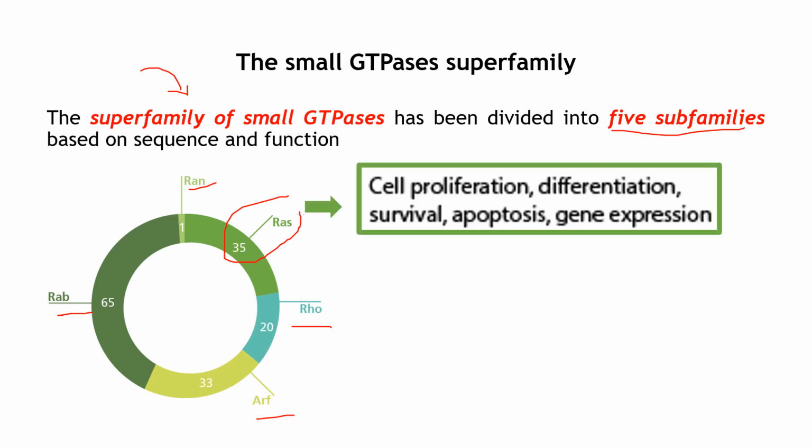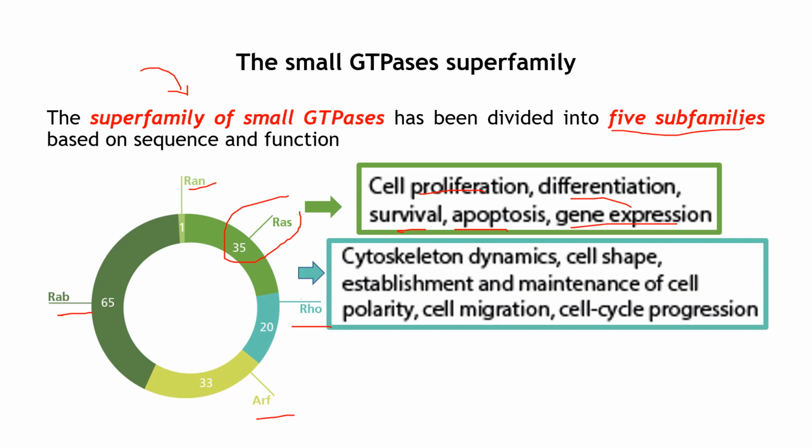So RAS, if you remember, was in charge of cell proliferation, cell differentiation, survival, and in some tissues even apoptosis and changes in gene expression. However, this is not the only one that is important for cancer. There are other small GTPases that are important. So, for example, Rho, if you remember cell biology, is involved in cytoskeleton dynamics, changes in cell shape, cell polarity, migration, cell progression. So again, changes in these molecular switches are important in the progression of cancer.